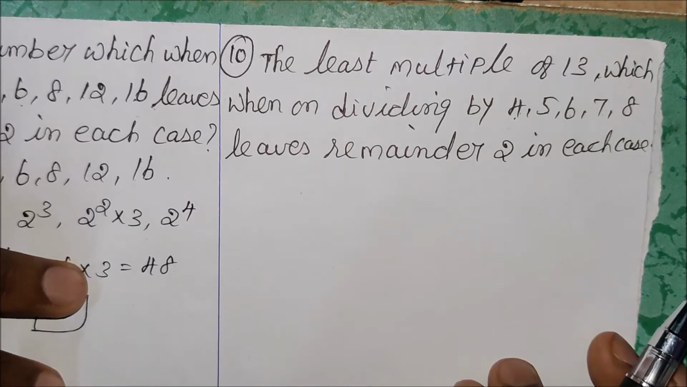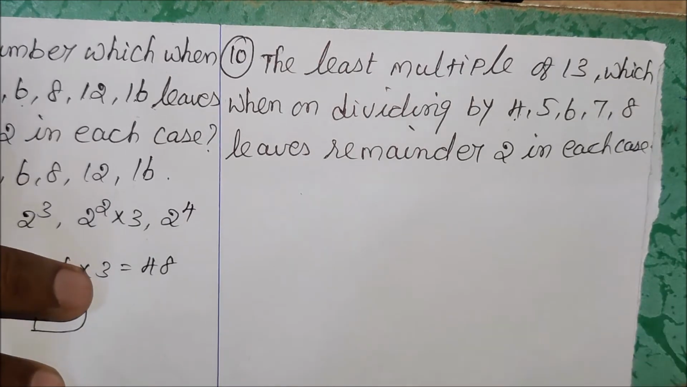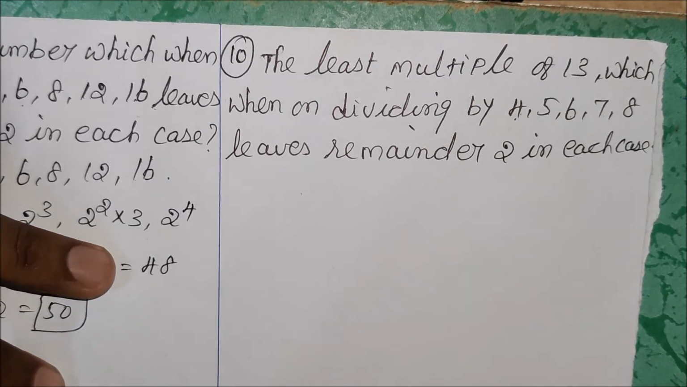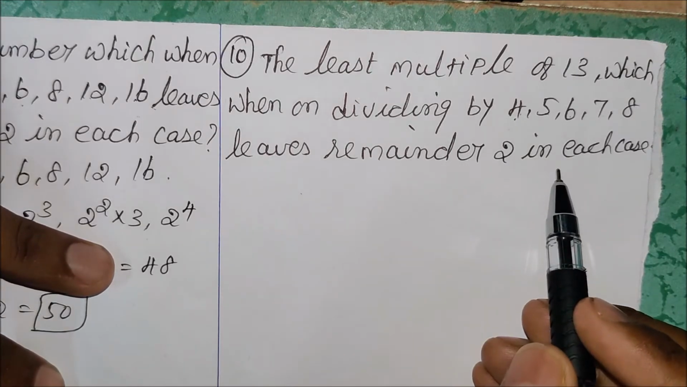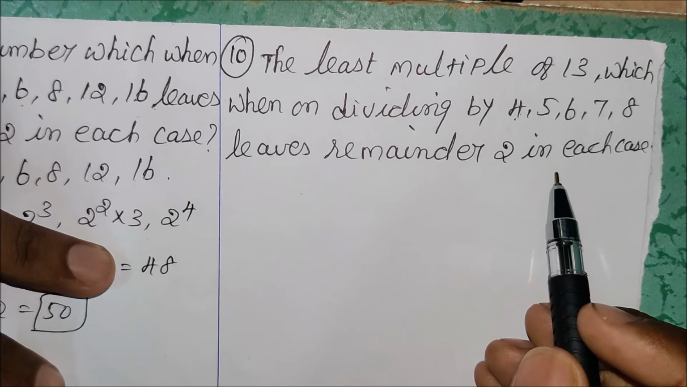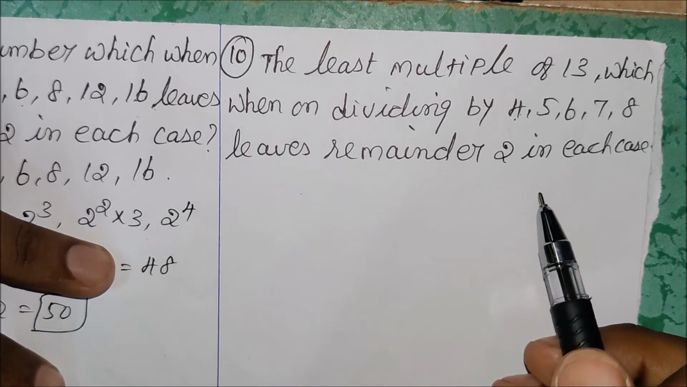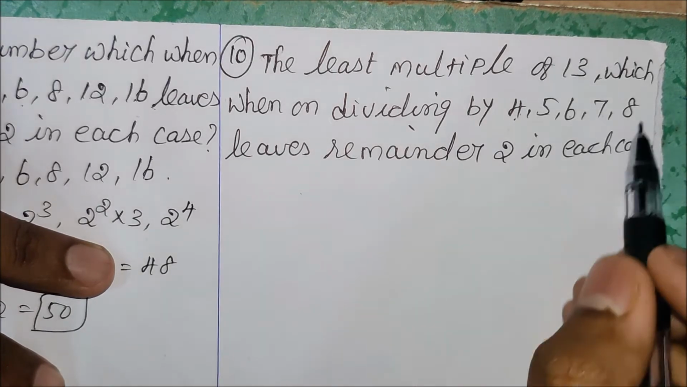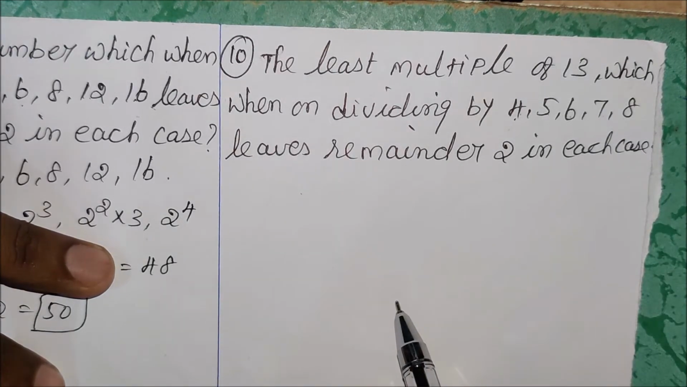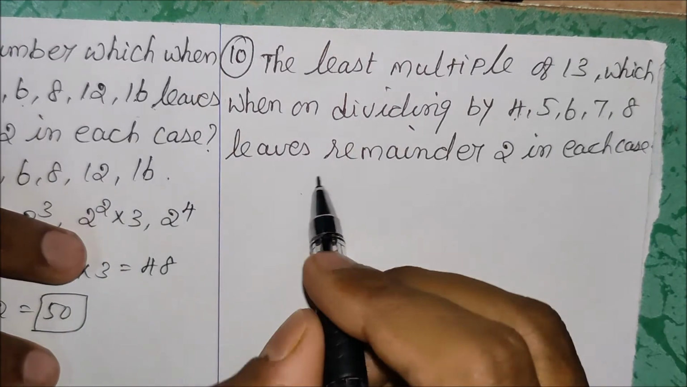So we need to find such a type of number. Okay, let us do it. In this case also we need to find the LCM, because we have to find a bigger number. Always we can divide a bigger number by a smaller number. Here we have smaller numbers, so definitely our answer should be the bigger number. So we need to find the LCM.